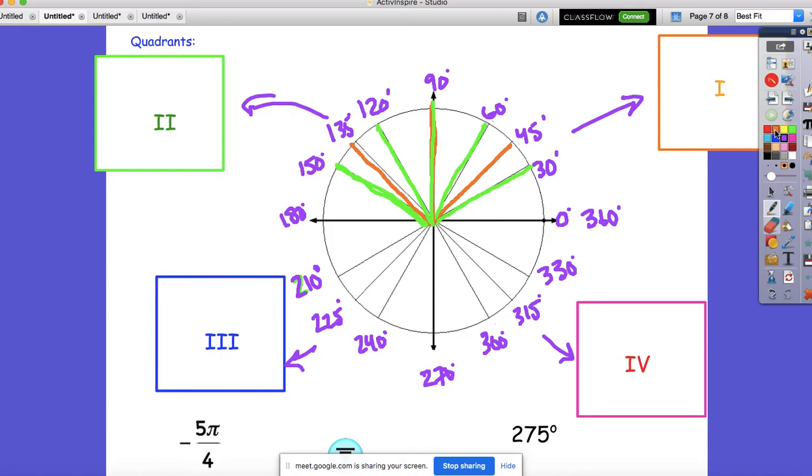So you're going to have a question on the homework that'll say, what quadrant is 275 degrees in? So 275 would be between 270 and 300. So it's somewhere in here. So that's in quadrant four. And I'm going to give you multiple choice, like quadrant one, two, three, or four, and you would click quadrant four.